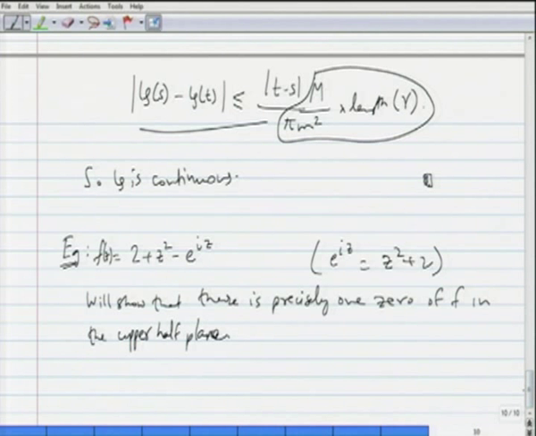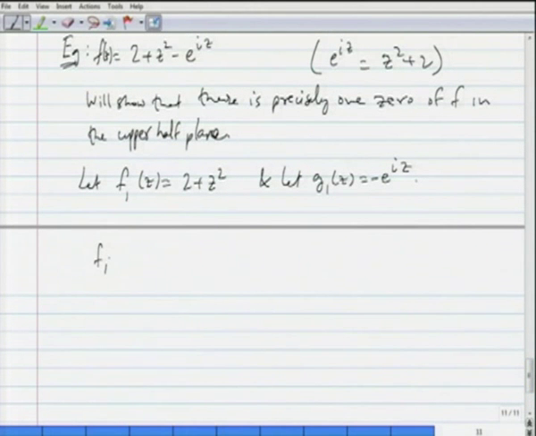We use Roche's theorem. Okay. So, let f 1 of z equal 2 plus z squared and let g 1 of z be equal to minus e power i z, so that the sum will give me f. Okay. So, f 1 plus g 1 of z is f of z.